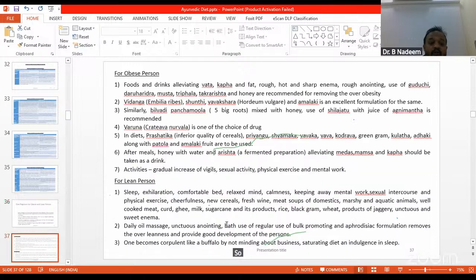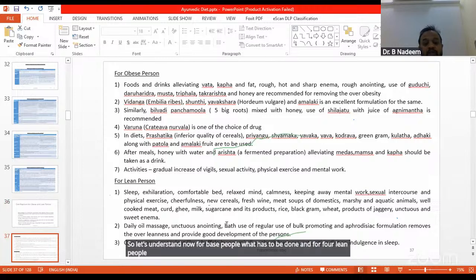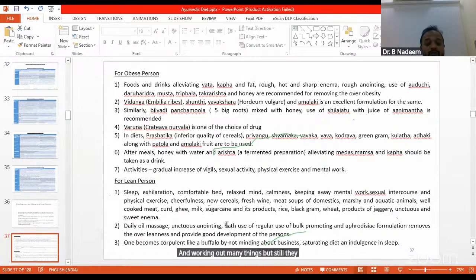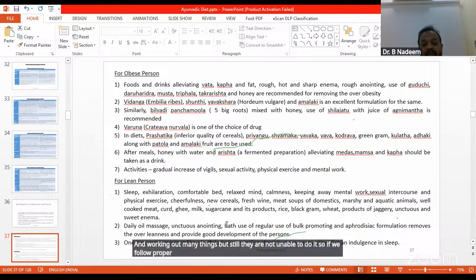So let's understand now what has to be done for obese people and for lean people. There are two things usually, right? People who are very obese are a very challenging group. Many people are trying weight loss treatment. The people who are obese are trying to reduce fat, working out on the adipose and many other things, but still they are unable to do it. If we follow a proper diet and regimen along with medication and activity, I'm sure that people can very effectively attain weight loss.